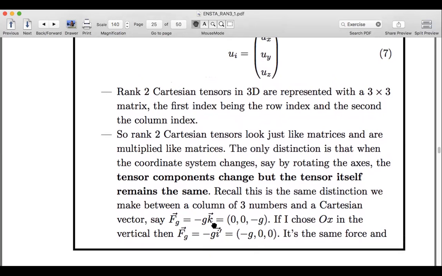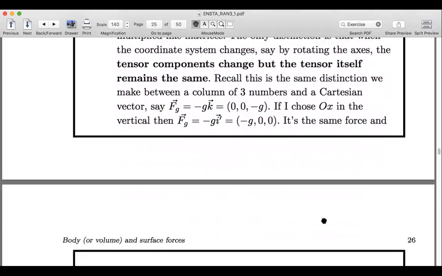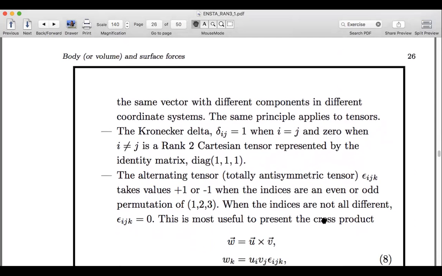So here's a particular example: the force of gravity, as we've said, per unit mass is just minus g in the z direction. So if I wrote that in one coordinate system, it'd be 0, 0, minus g. But I could choose, though it'd be non-standard, to have the x-axis in the vertical, and then in that coordinate system, I would have the same force, same vector, written as minus g, 0, 0. So the components change depending on the choice of the coordinate system for the same vector. Same is true of tensors. If you change the coordinate system, you change the components of the tensor, you change the matrix, but it's the same tensor.